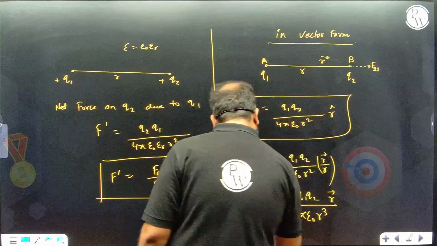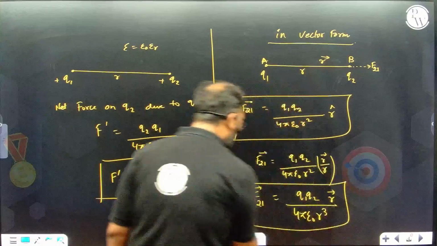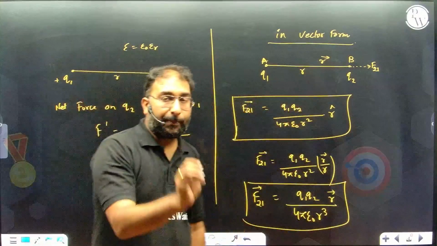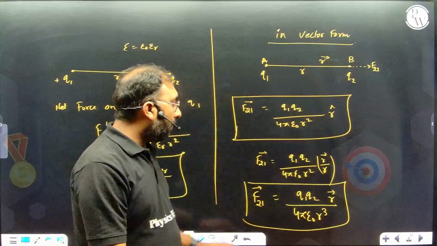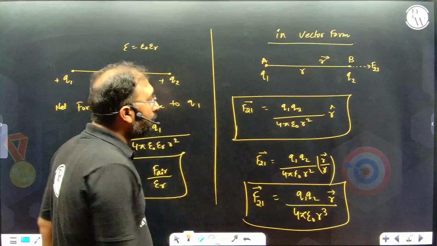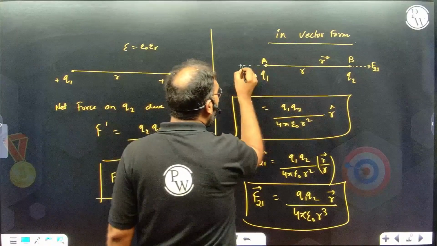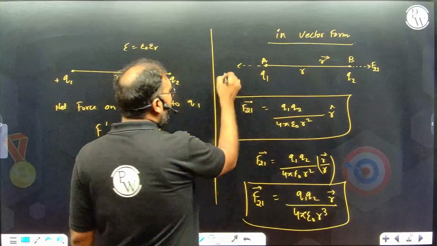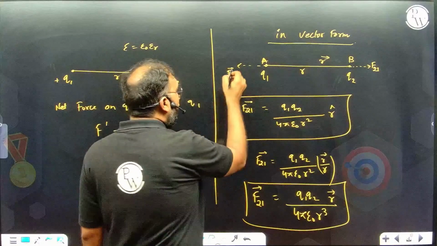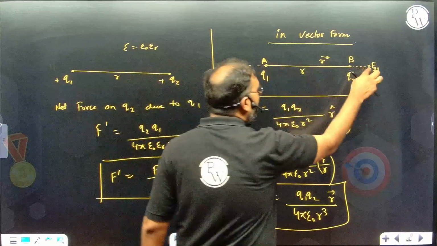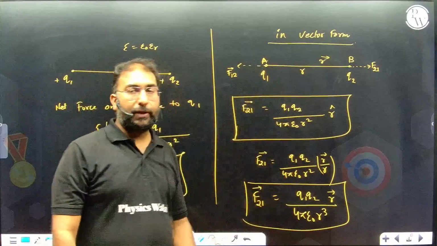Okay. So this is F21 vector, the force on the second charged particle because of the first charged particle. Now similarly, if we calculate the force on the first particle because of the second particle, this force direction will come in this way. You can see that this force and this force are opposite in direction. Magnitude of the force will remain the same.